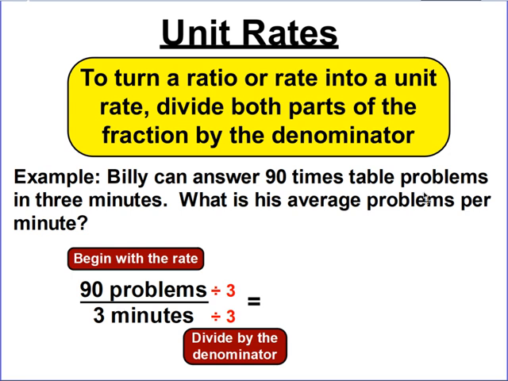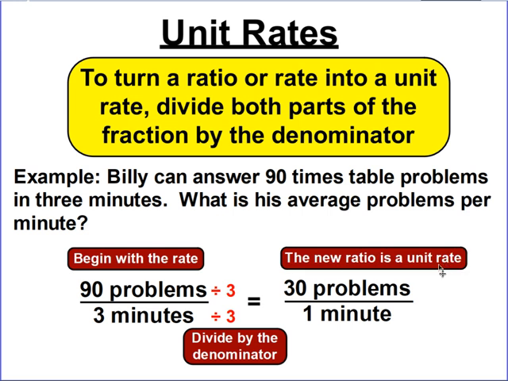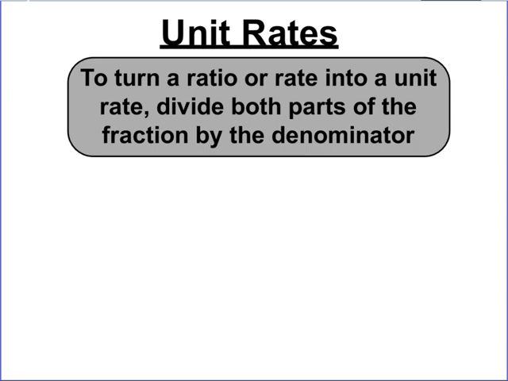Okay? So when we do that, we're left with 30 problems in 1 minute. That is his average number of problems per minute. He may answer 31 in 1 minute and 29 in another, but his average, or the unit rate that he solves problems at, is 30 problems for 1 minute, or 30 problems per minute. That is the new ratio that we found, and that is a unit rate. Okay? So again, the rule here is whatever the bottom number is, just divide by it. You're not always going to get a whole number on the top when you do that.